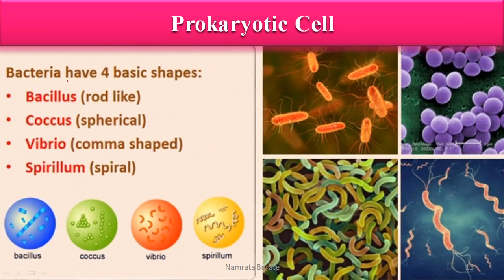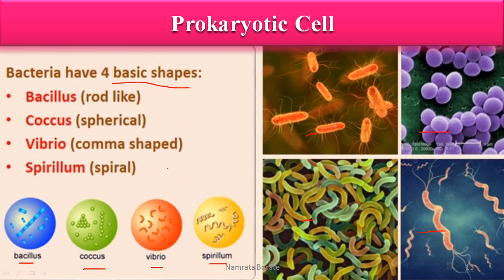Next one, the bacteria have 4 basic shapes. The first shape is the bacillus. Second one is the coccus, that is the spherical one. Vibrio is a comma shape, and the spirillum means the spiral. So this one is the spirillum. This one is the comma shape. This one is the bacillus, and this one is the spherical shape.